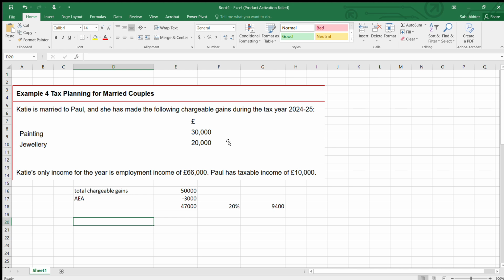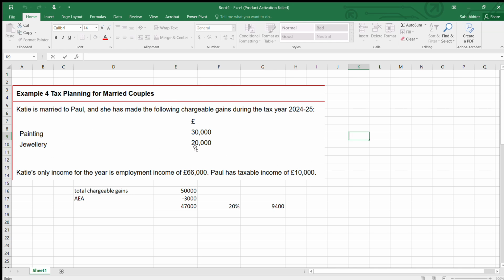The painting or the jewelry? Which would make a bigger impact? See, if you see the chargeable gain, employment income is 66. Only employment income 66. To reduce this 66 to a basic rate, what should she transfer? The jewelry or the painting?